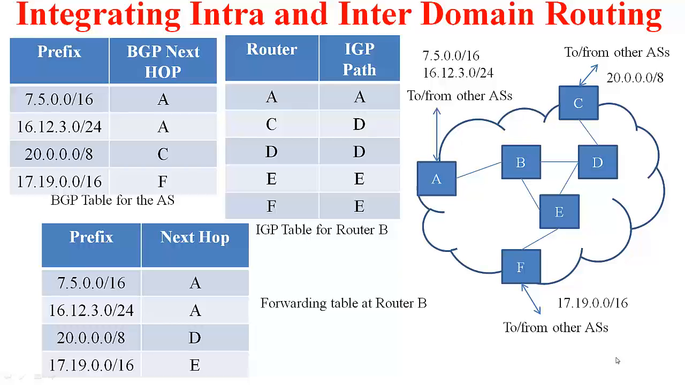Now let's put it all together, integrating this intra and inter-domain routing. Again, here I have shown a particular autonomous system which has border gateway routers A, C and F, and based on these BGP sessions, these border gateway routers have heard about prefixes and they have also found out what path to take to reach these prefixes.